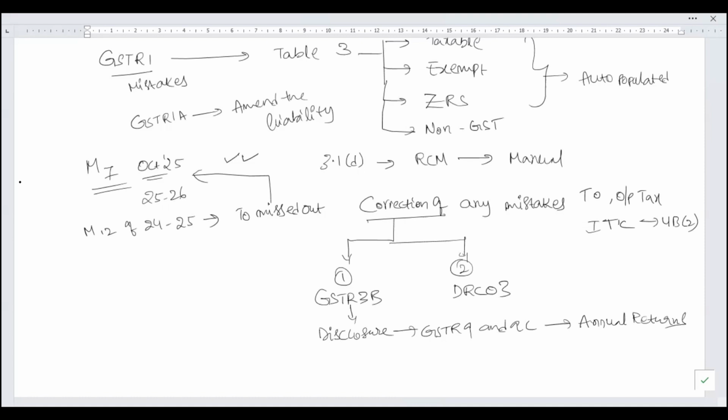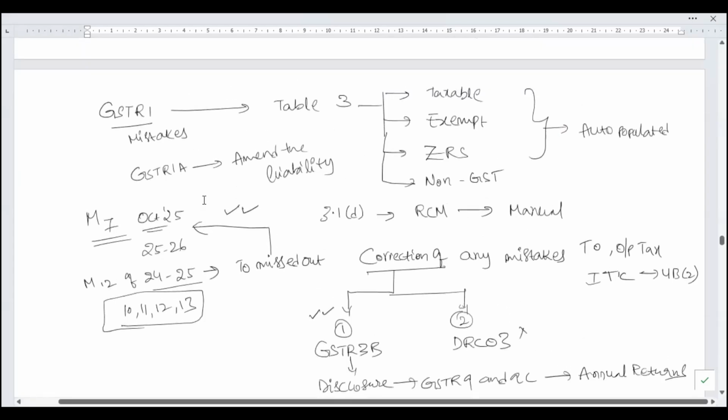previous year. So when I file my GSTR 9 for 24-25, in GSTR 9 there are tables 10, 11, 12, 13. Now these are the tables for output tax and input tax, which get adjusted in the next year. For disclosure of these mistakes, my recommendation is to use your GSTR 3B for any previous year corrections done in the current year. DRC-03 you can do, but I don't recommend DRC-03.